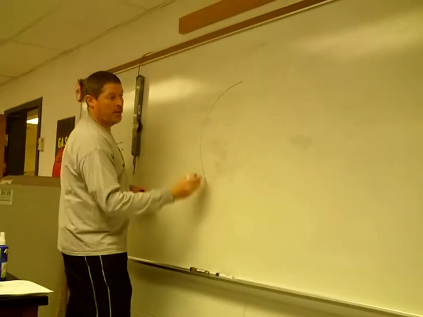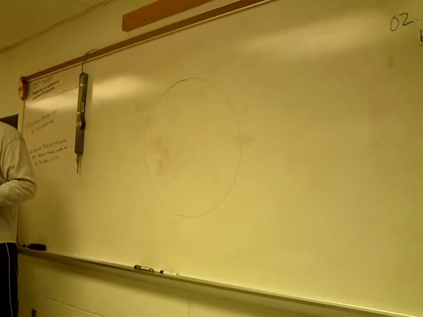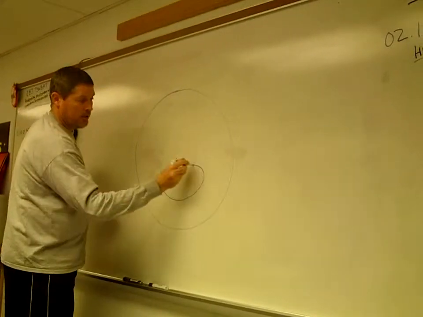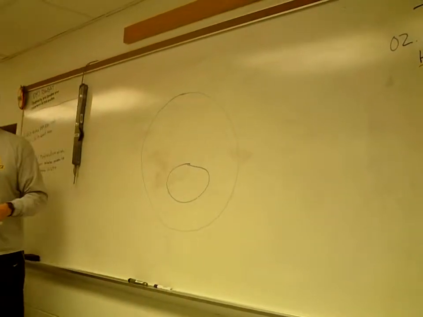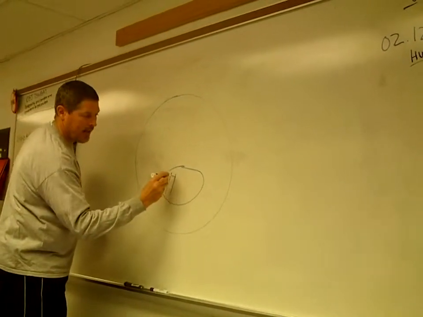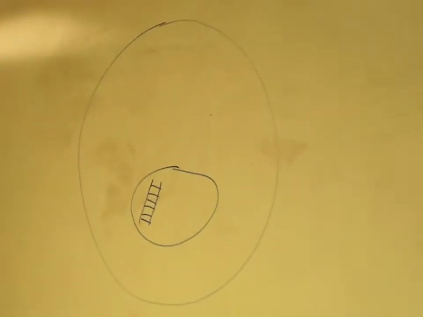Let's start with the cell. We started with cells long ago, at the beginning of the year. We have a nucleus in the cell. What's in the nucleus of your cell? DNA. Great. DNA is how many strands? Two. Two strands, which means it's a large molecule.